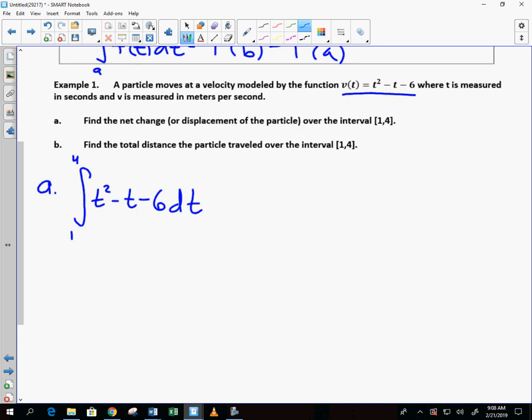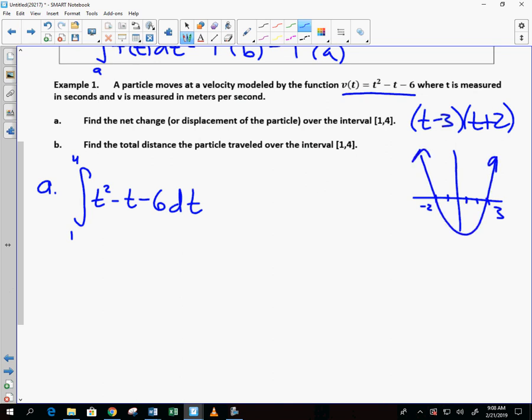Before we actually do the integral, I want to show you what we used to do. We used to look at this function and say, well, it's t minus 3 times t plus 2. Everybody agreed? What shape does that make if I graph it? A parabola, and it goes through the points -2 and 3. So it looks like that guy right there. Is the particle traveling in the positive direction or the negative direction right here? The negative direction. Why? Because it sits below the x-axis. The velocity is negative.